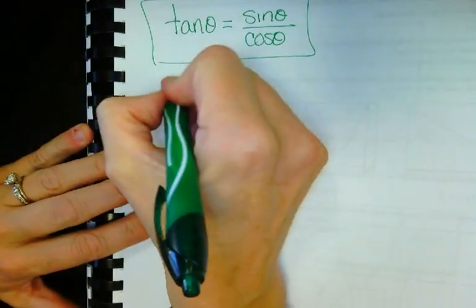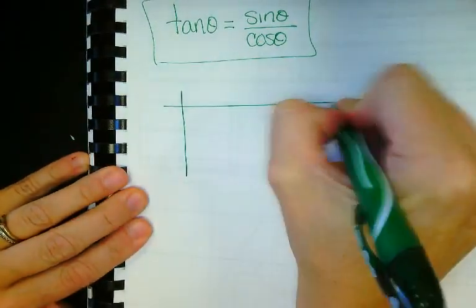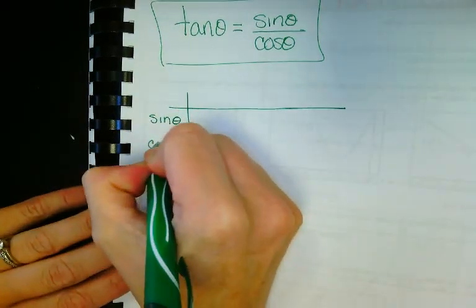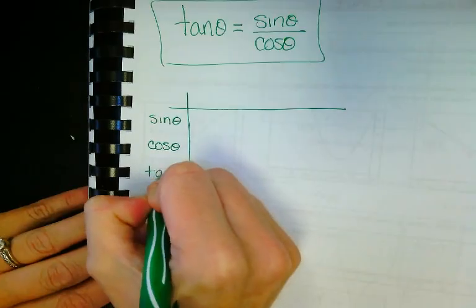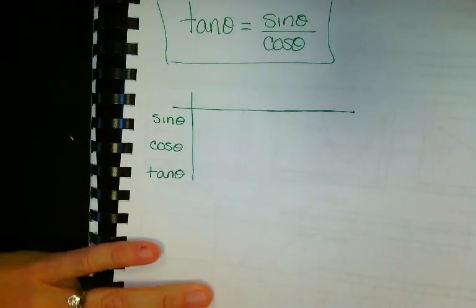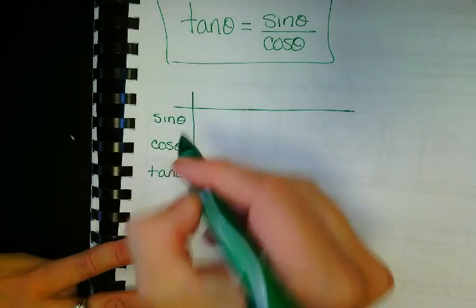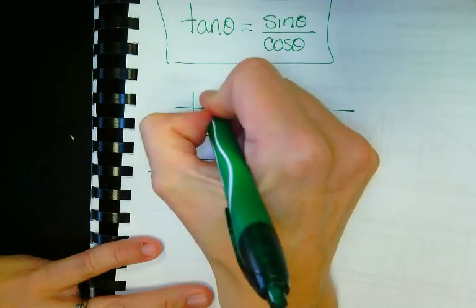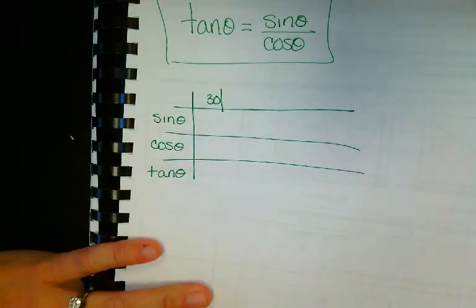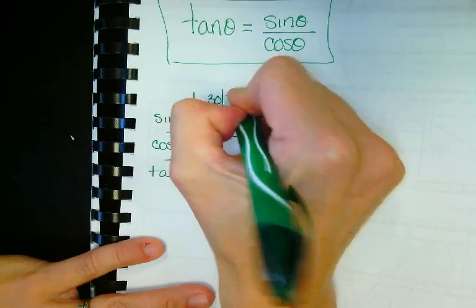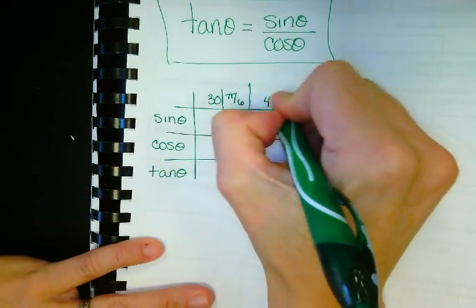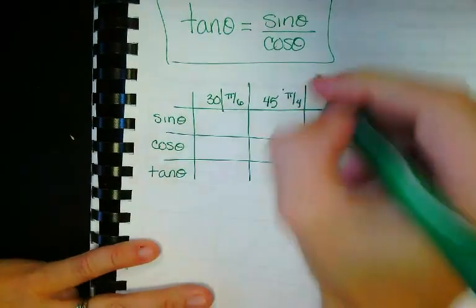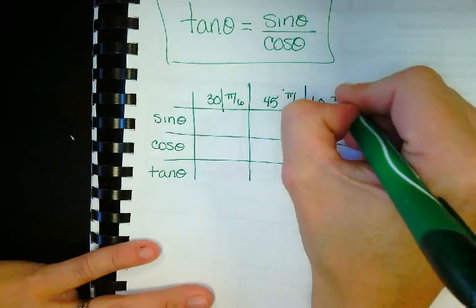All right. So, let's get our chart in here. So the trig values we have to know are sine, cosine, and tangent. The 3 degrees from the table that we have to know are 30. Now let's put the radians in as well. That's pi over who? 6. 45 naturally comes next. That's pi over 4. And then 60, which is pi over 3.